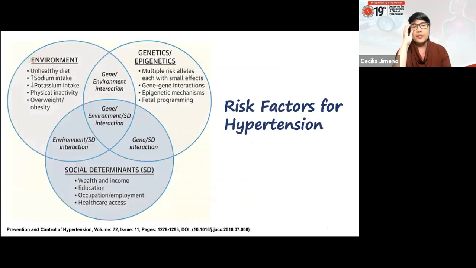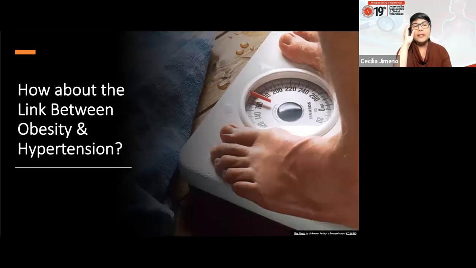And like I said, many of the risk factors for hypertension, such as unhealthy diet, physical inactivity, being overweight and obese, the genetic factors, as well as the social determinants for hypertension are the same ones that are present among persons with diabetes. So how about the link between obesity and hypertension?